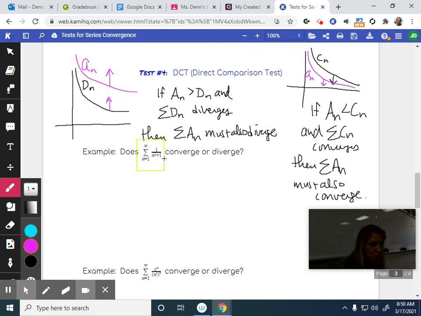Can't I know, don't I know, this is going to converge by the integral test anyway? Whoopsies. Well, let me just show you how it would work with the direct comparison test anyway.